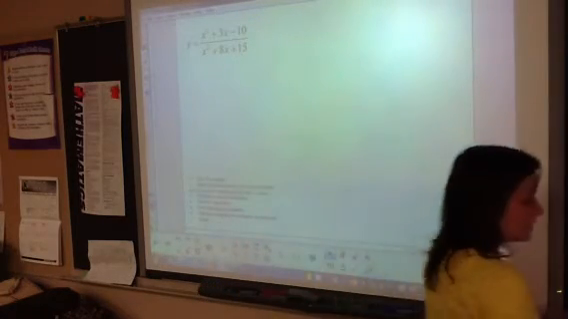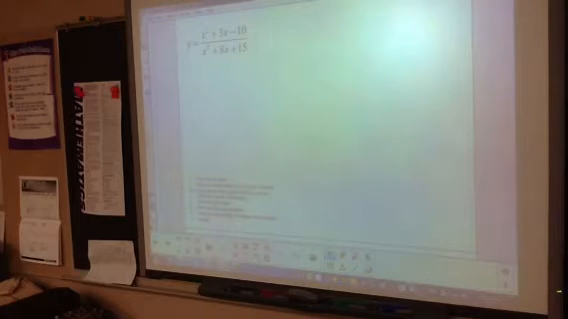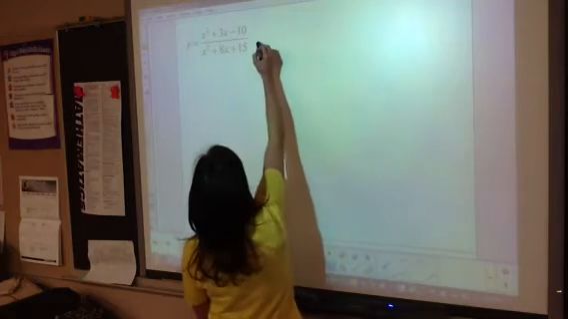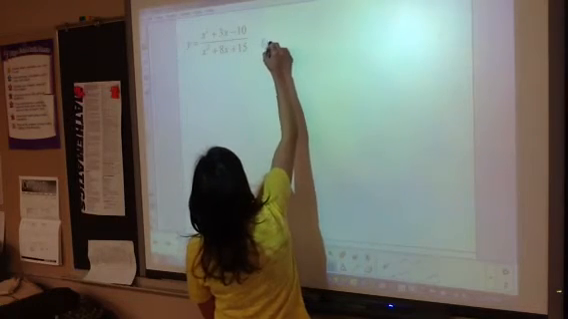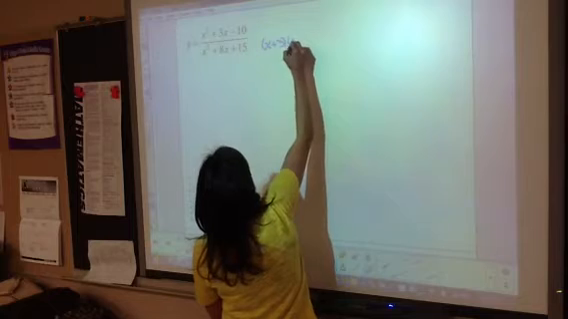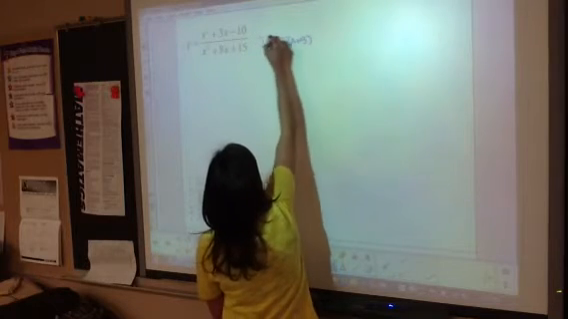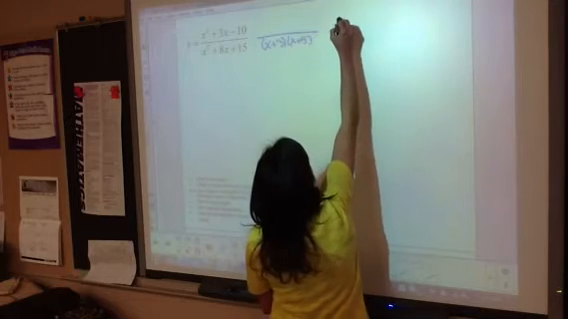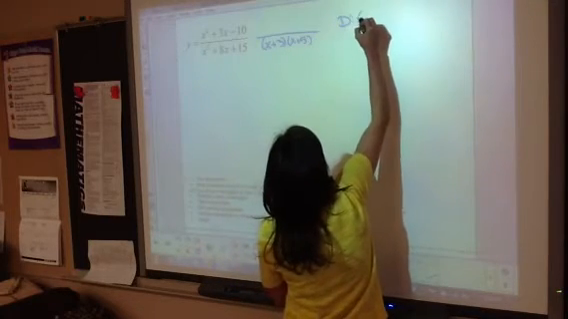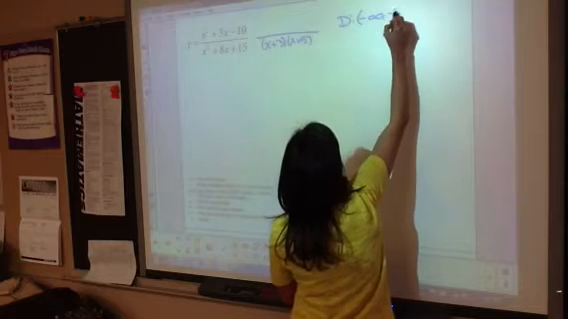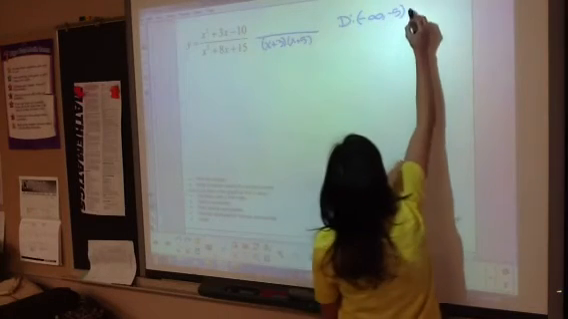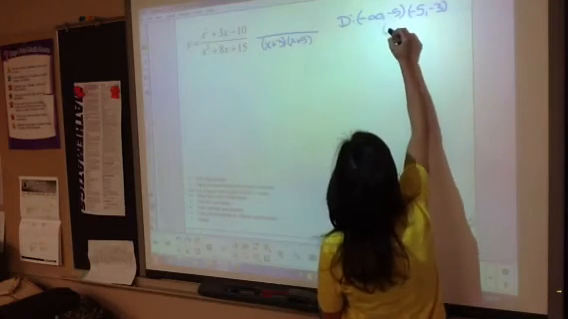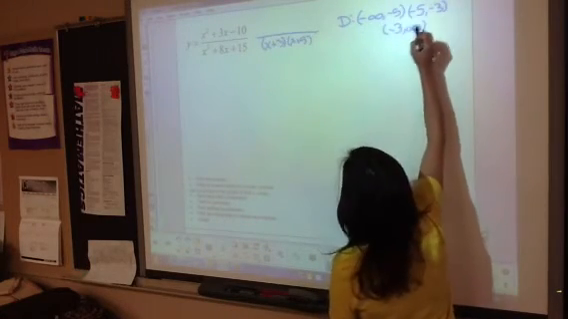So, find the domain. To find the domain, we must factor the bottom, because we've got to look at the bottom. So the bottom factors x plus 3, x plus 5. You could have done that by tic-tac-toe or by an area model. So that tells us that our domain is negative infinity to negative 5, because negative 5 from that one. Then negative 5 to negative 3, because negative 3 for that one. Then negative 3 to infinity.